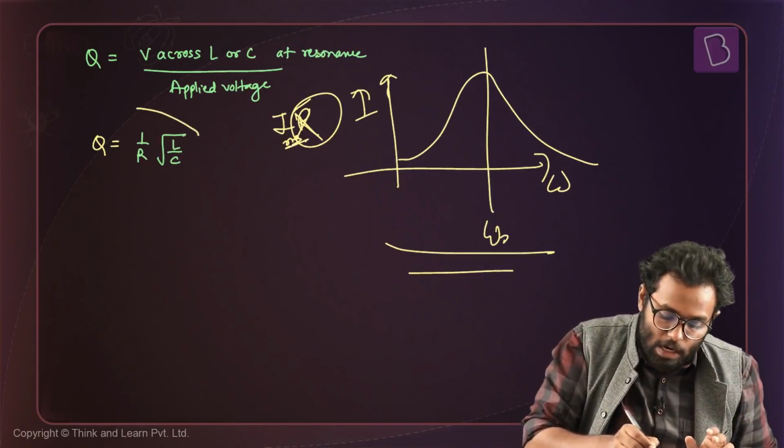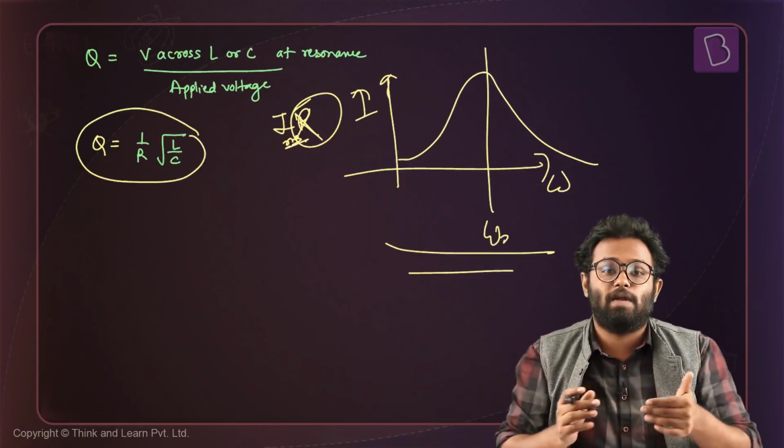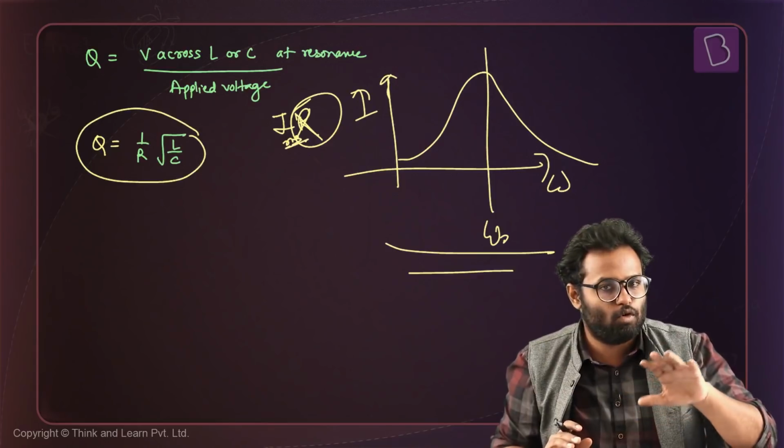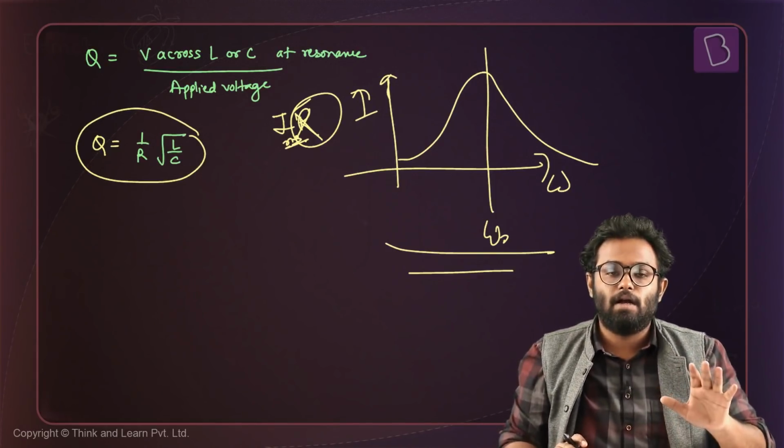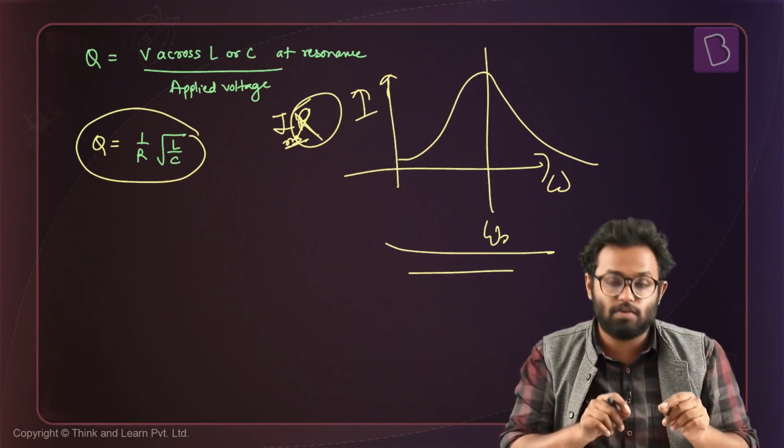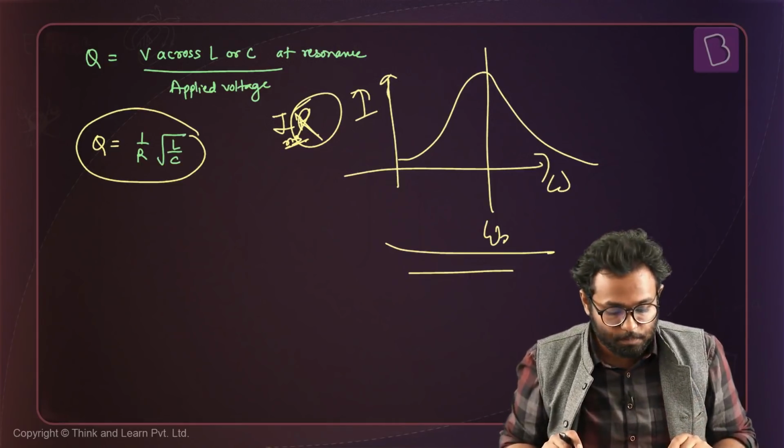So you get the quality factor equal to 1 by R times root over L by C. You have to remember this. If you remember that, it won't be the worst thing in the world. 1 by R times root over L by C. So one question was recently asked from this particular topic, okay?